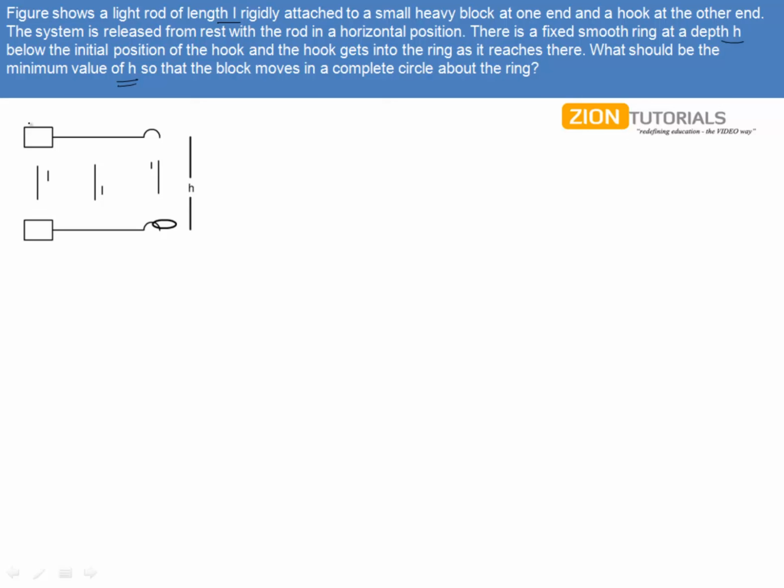Now what's happening is they have dropped this system from height h, and there they have kept a ring. When it falls down, this hook gets into the ring, and now they're asking us the minimum height for which this block will complete its vertical circle about this ring as the center. Now what you will be doing here is finding the minimum velocity at this point which will be required to complete the circle.